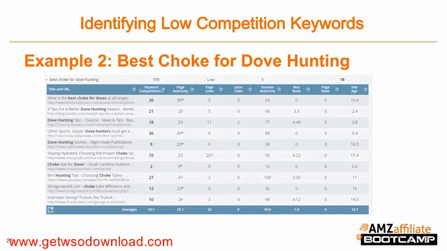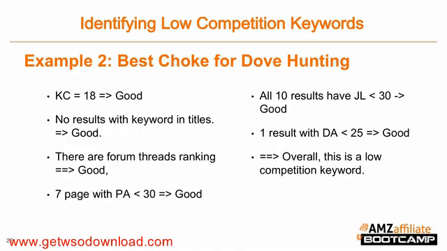Now let's look at another example. This one is best choke for dove hunting. Again, these are both long tail keywords. First off, the KC is 18. That's good. Number 2, no results with keyword in the title. That's also good. Number 3, there are forums ranking in the top 10. That's also very, very good.